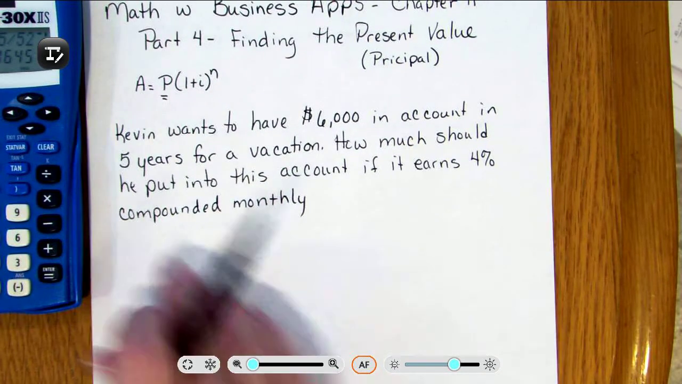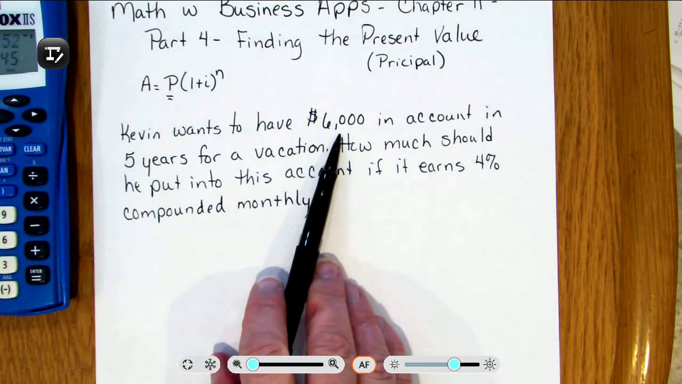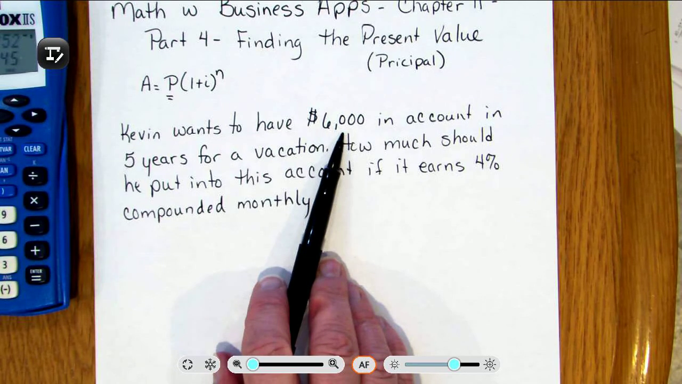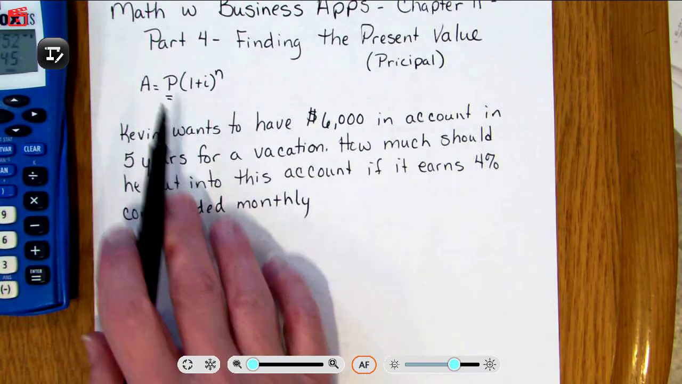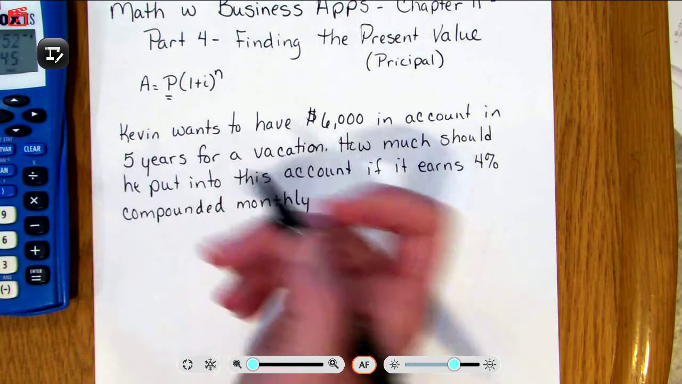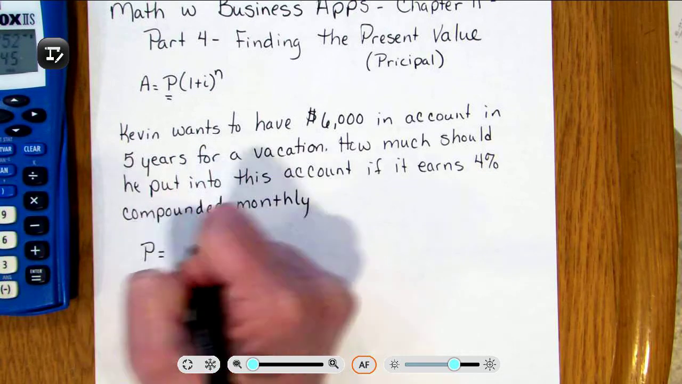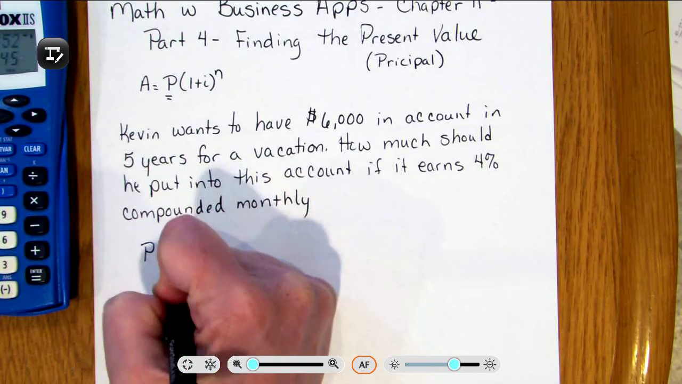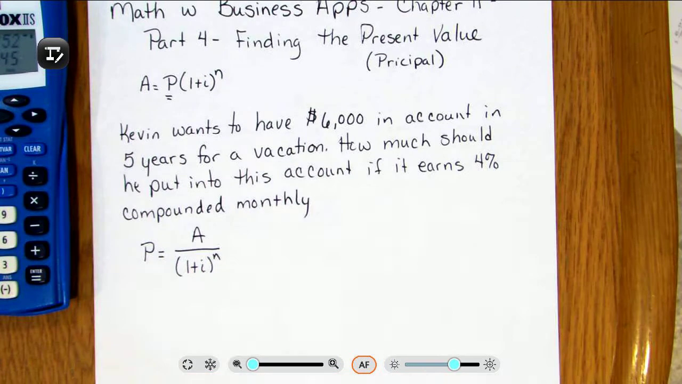Okay, so if you read through this, this is kind of what he wants in the future. So this is going to represent that A. What they've basically done is rewrote this. This is multiplication going on. So to calculate for P, we simply take that A and divide it by 1 plus I to the n. In the next chapter, we'll have more complicated formulas.